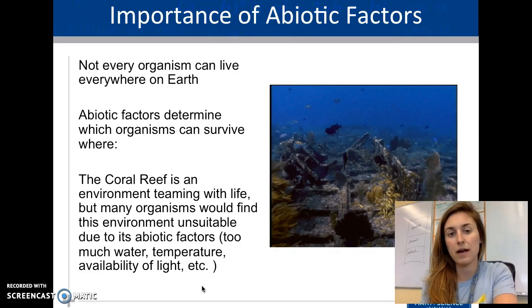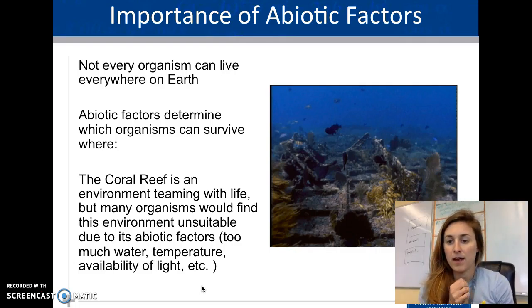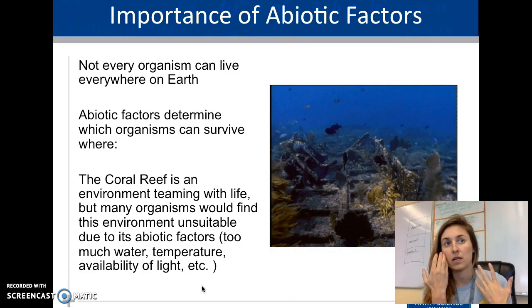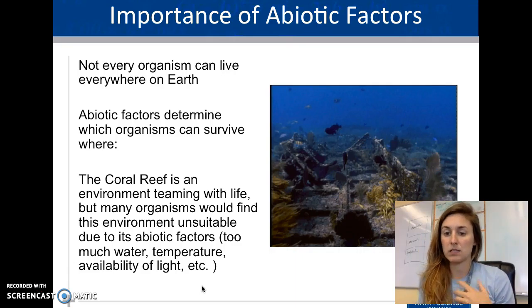Why are the abiotic factors important? They determine which animals can survive where. If there is not a lot of oxygen somewhere, an abiotic factor, it's going to limit what type of organisms can live somewhere. If it is very cold, that's an abiotic factor, temperature, it's going to limit what can live in that area.